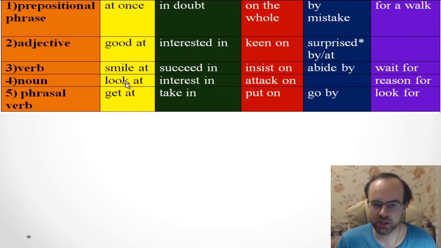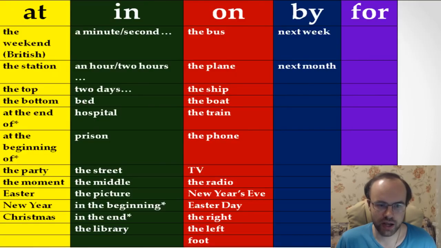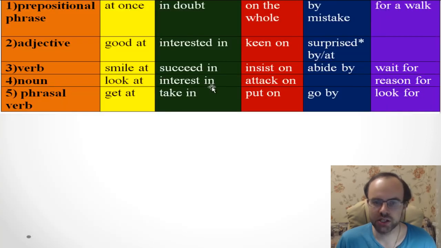Then nouns plus prepositions. Like look at, it can be a verb, or it can be a noun. So let's have a look at the previous slides. Let's have a look at it. Interest in. So your interest in this thing is difficult to explain. Attack on. So there was a sudden attack on those troops. Reason for. So what's the reason for doing it?